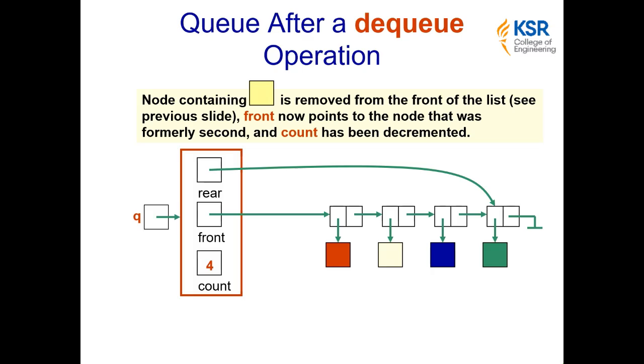If you are going to delete an element from the queue, the first element, the yellow, will be removed first. After deleting the yellow node, the count will be 4. After deleting the yellow, the front pointer will point to the red node. So this is the dequeue operation of the linked list implementation of a queue.